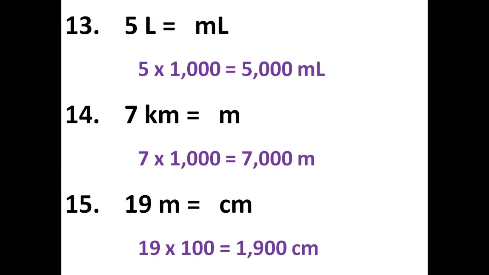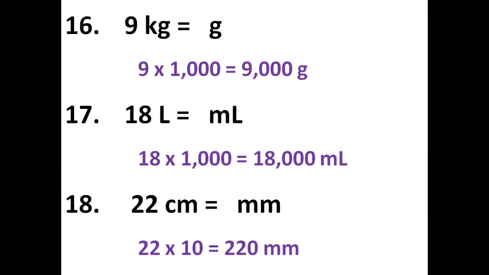After that we have number 14. 7 kilometer, km for kilometer, is equal to dash meter. 7 multiplied by 1000 is 7000 meter. 15 is 19 meter is equal to how much centimeter? When we are going to change meter into centimeter, we have to multiply by 100. 1900 centimeter.